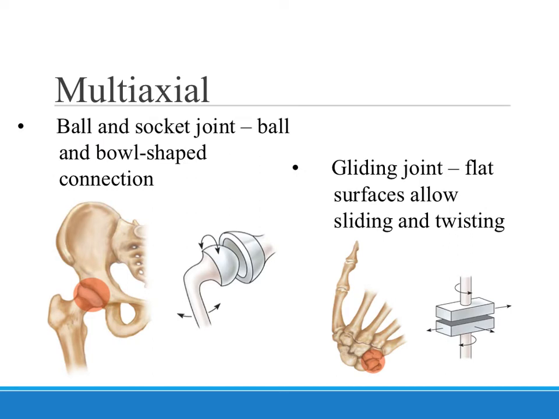And then our multi-axial joints, the ball and socket joints of our hip and our shoulder, where you have a ball end going into a bowl-shaped connection, and that allows movements in a 360-degree circular motion as well as out and back. So you can move in many different axes. And then the gliding joint, which is what we have in the bones of our carpals, where there are a lot of flat surfaces against each other, and it allows things to slide back and forth, and that allows our wrist action.